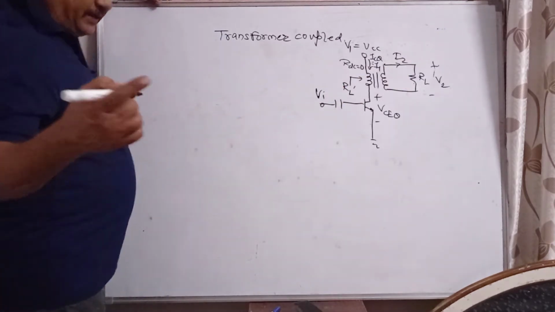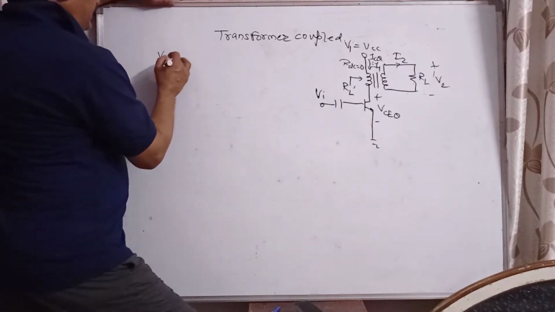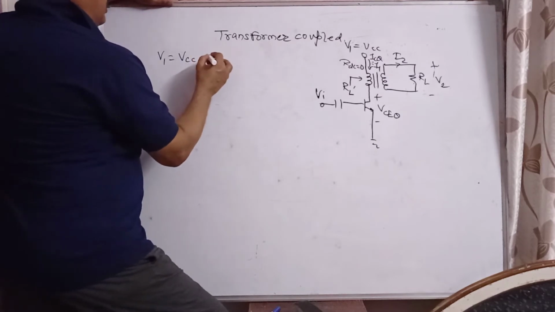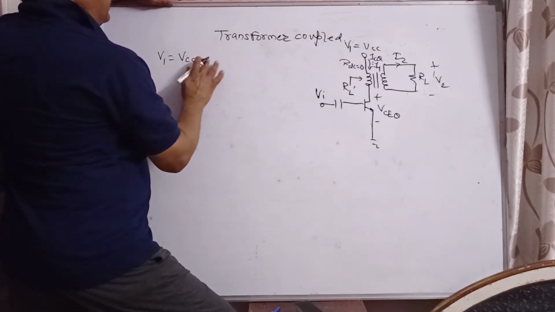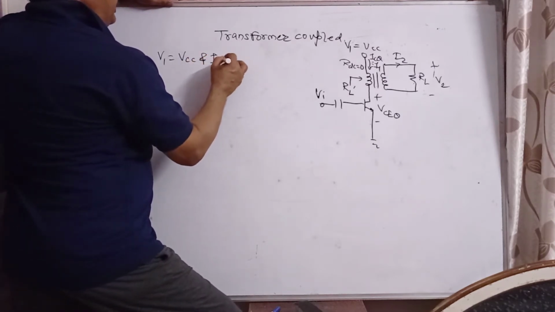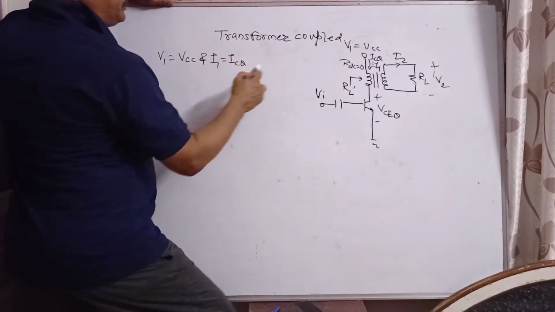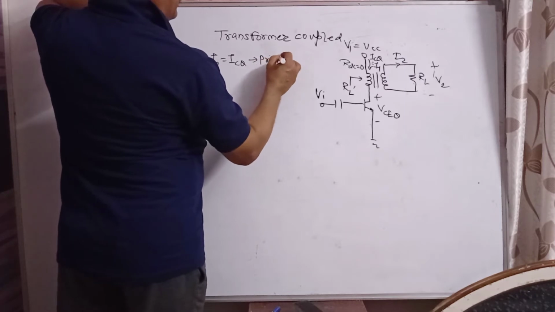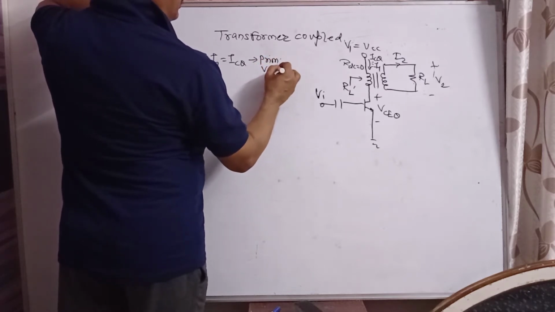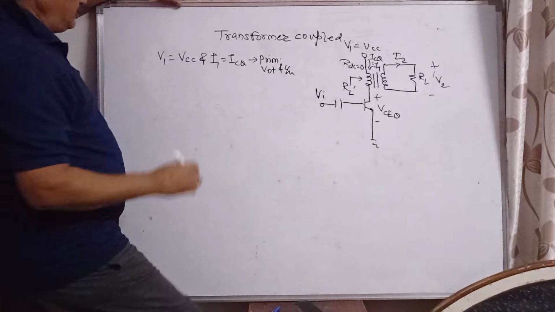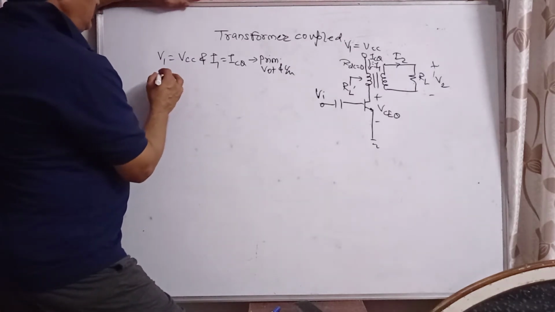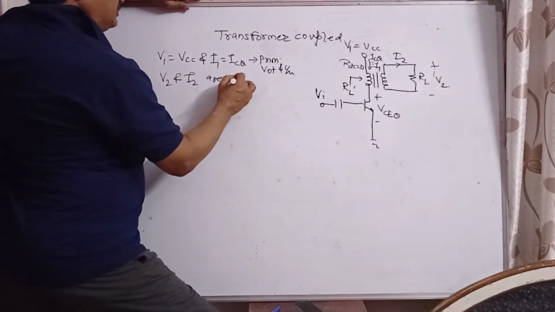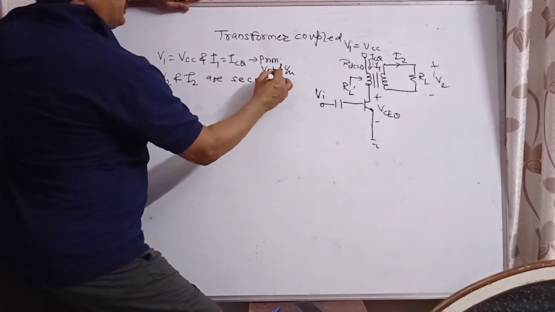So I am defining the parameters. V1 equal to VCC and I1 equal to ICQ are the primary voltage and current. V2 and I2 are the secondary values.